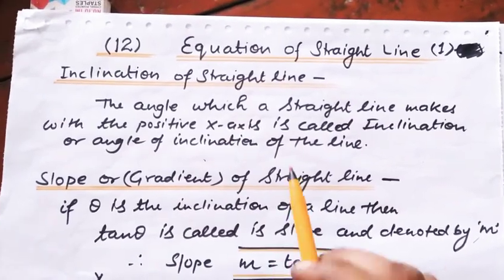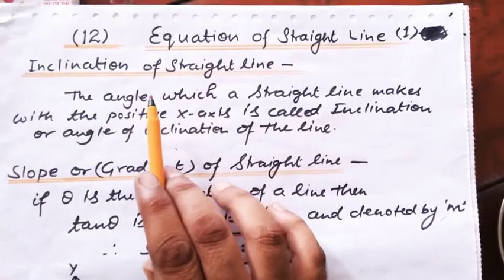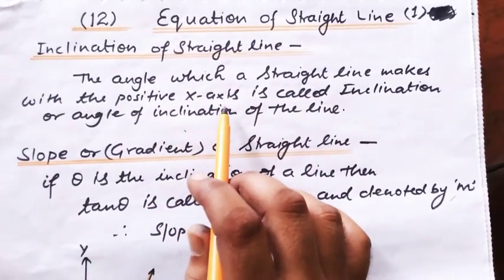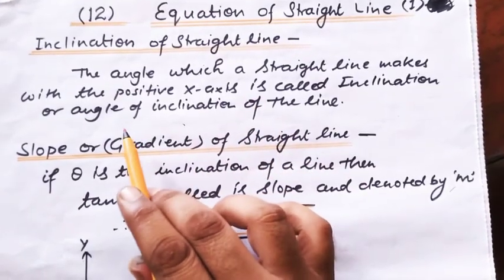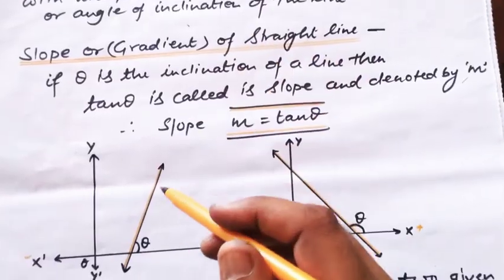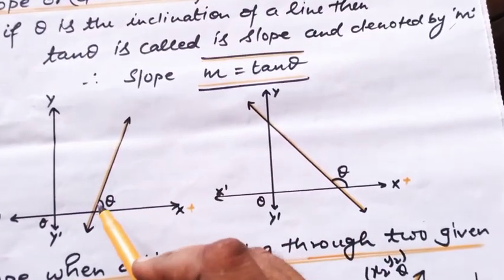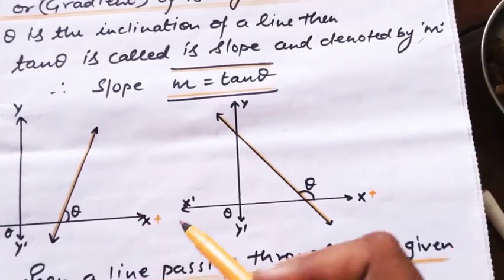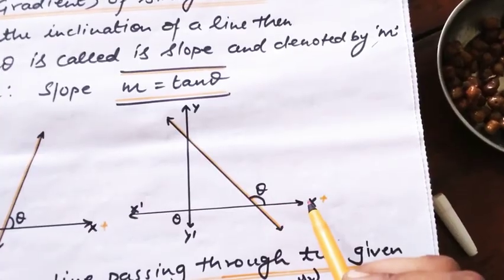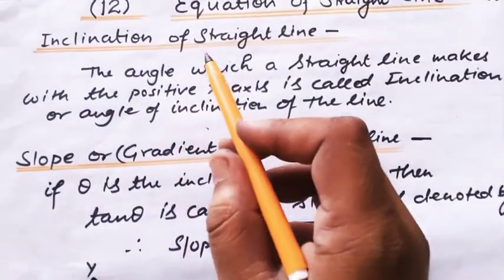Good morning students. Today we will start a new chapter, equation of straight line, where the first topic is inclination of straight line. The angle which a straight line makes with the positive x-axis is called inclination or angle of inclination of the line. See that here in this figure a line makes an angle theta with the positive x-axis. This angle theta is called inclination of the line.